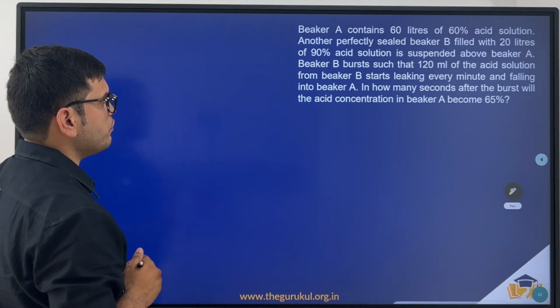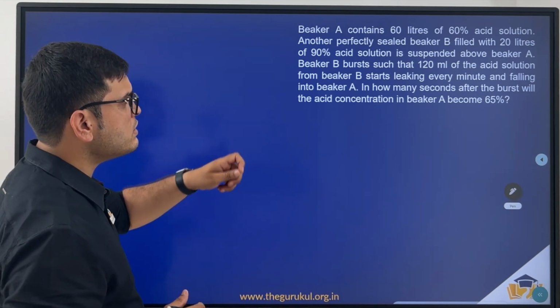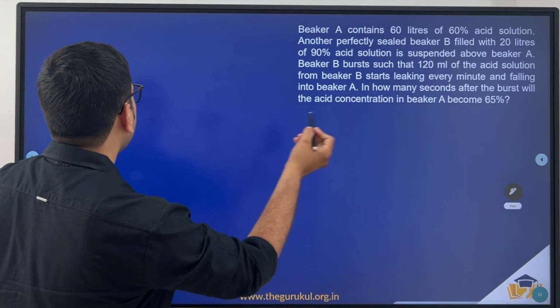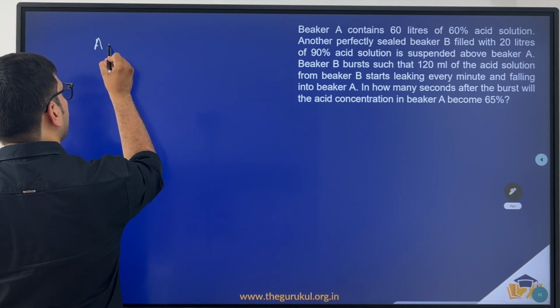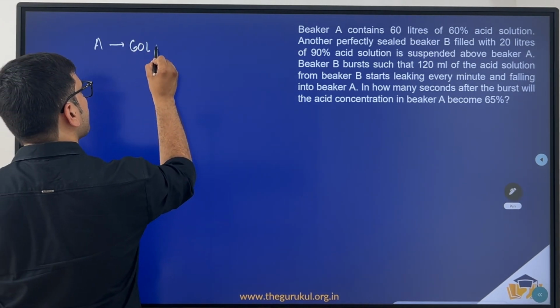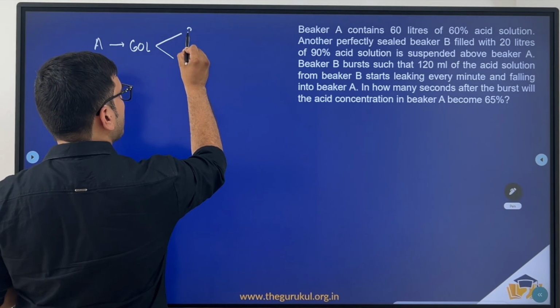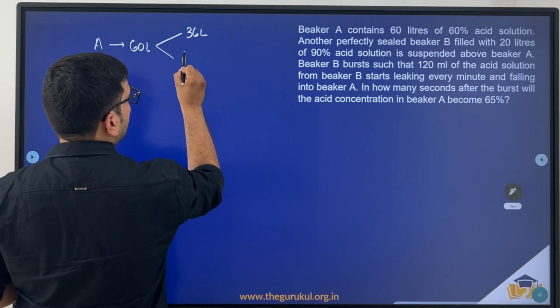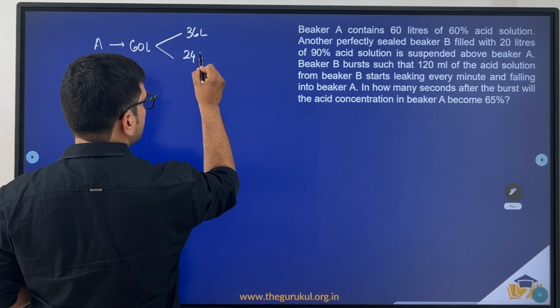Now coming to the first question from mixtures. Beaker A contains 60 liters of 60% acid solution. So beaker A has 60 liters of 60% acid solution. That means 36 liters of acid, and let me consider the remaining 24 liters as water.